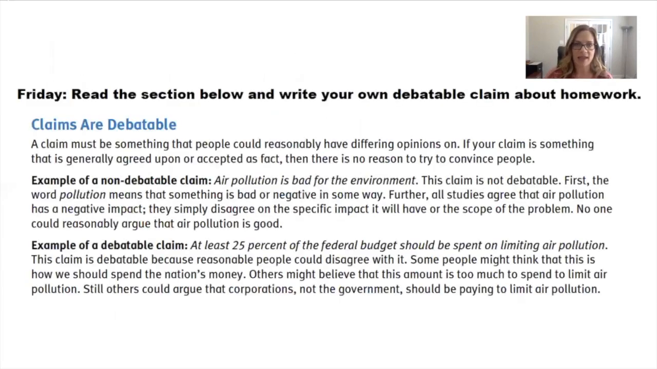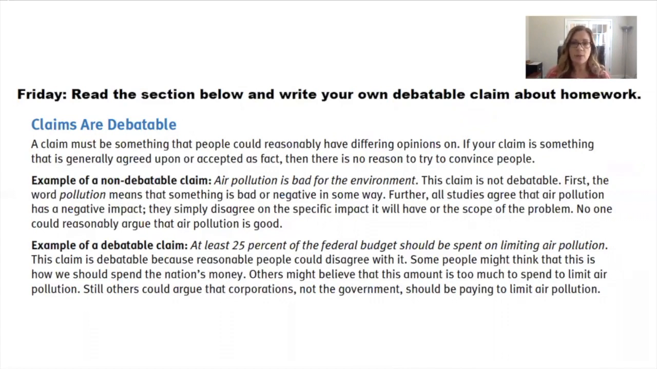And now moving on to Friday. For Friday, we're taking a look again at that whole debatable claims topic. It says to read the section below and write your own debatable claim about homework. So revisiting again, what makes claims debatable? A claim must be something that people could reasonably have differing opinions on. If your claim is something that is generally agreed upon or accepted as fact, then there is no reason to try to convince people.